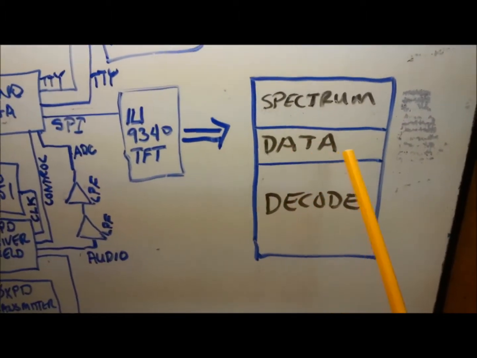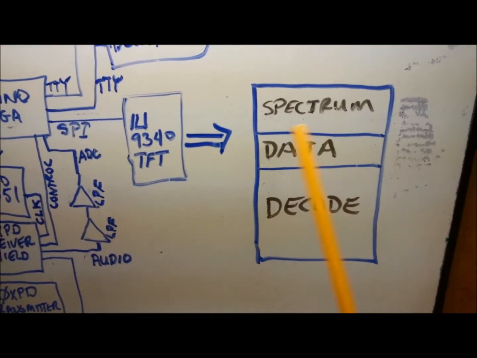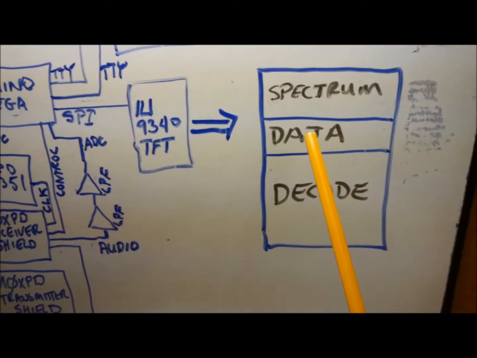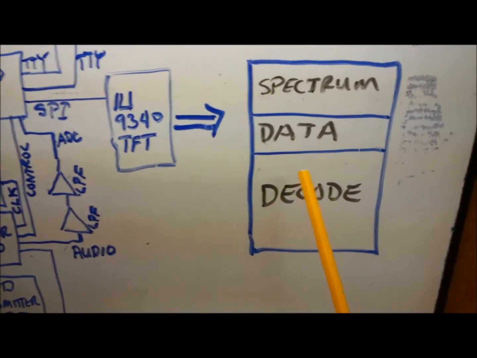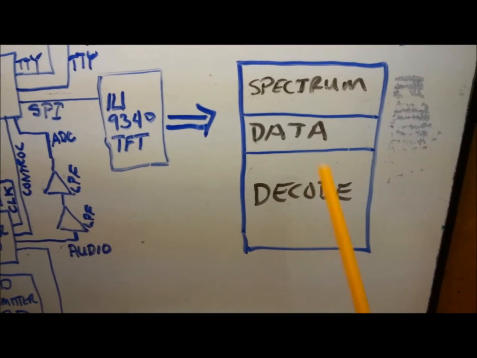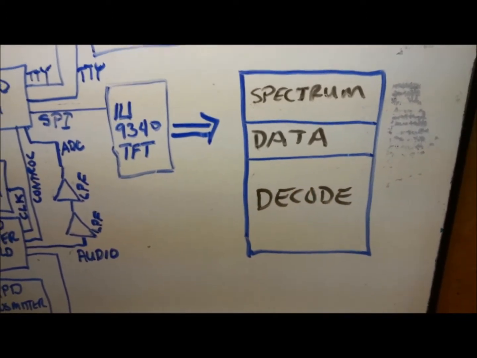Next is going to be the data section of the display, which will show things like frequency and signal strength and so forth. And then finally the decode window, where the PSK and RTTY will be decoded.